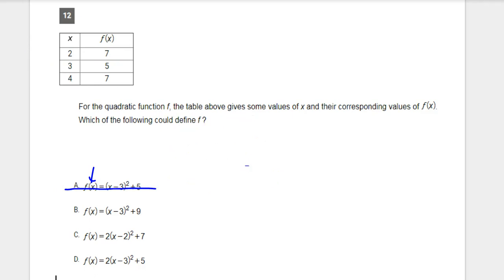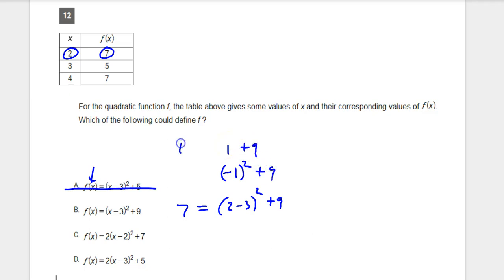So then I could have moved on to the next one. And I could have tried 2 for x and 7 for f of x again, and do 7 equals (2 minus 3) squared plus 9. And that's negative 1 squared plus 9, which is 1 plus 9. Well, that's 10. So this doesn't work. And then I keep on going and keep on going.